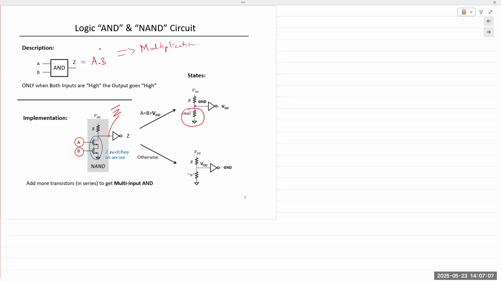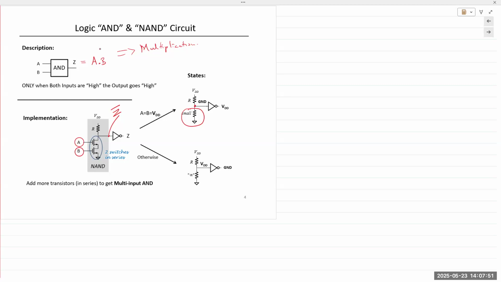For all other combinations, 0 and 1, 1 and 0, or 0 and 0, either one or both the transistors are off. Transistors are off, then the output is VDD. So NAND gate. Quick truth table. NAND gate output. You'll remember NAND gate. 0, 0 is 1. 0, 1 is 1. 1, 0 is 1. And only 1 and 1 is equal to 0. So if A and B are both 1, transistors are on, it connects to ground. Output by default is 0.